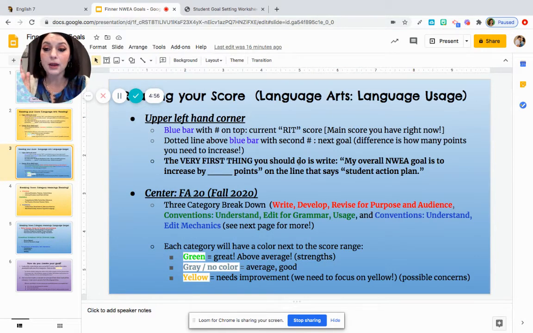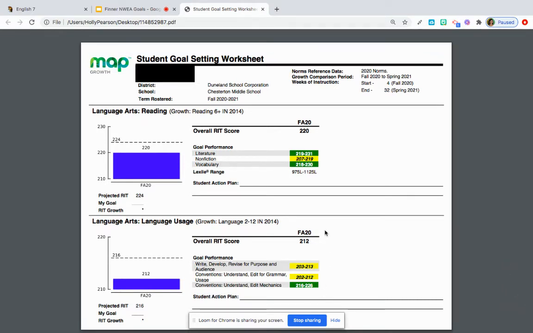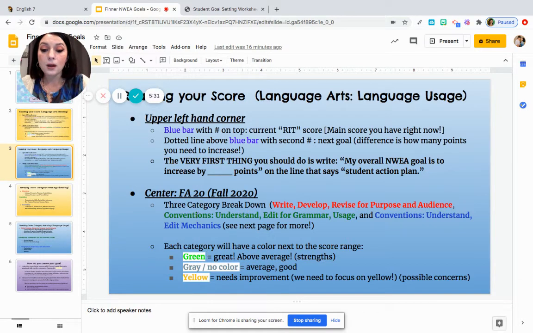So again, the first thing you're going to write is, my overall NWEA goal is to increase by blank points. So again, you're going to write that here for your reading test, and you would write that here for your language test. So this student scored lower in language usage than reading, which is fine because each student is individual and unique. So their overall RIT score was a 220, and their goal is to increase by 4 points and get to 216. So again, they would need to increase with their student action plan. They would say, my overall NWEA goal is to increase by 4 points. So that would be their overall goal.